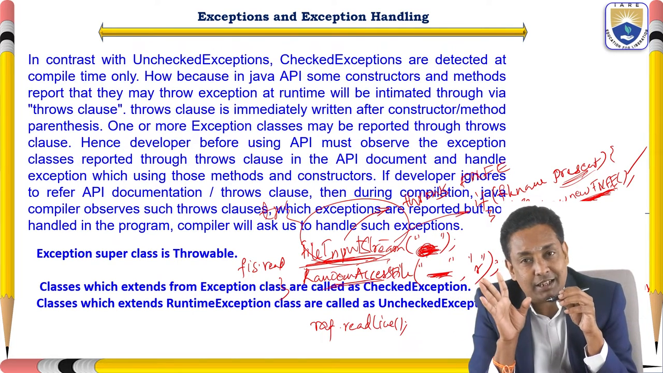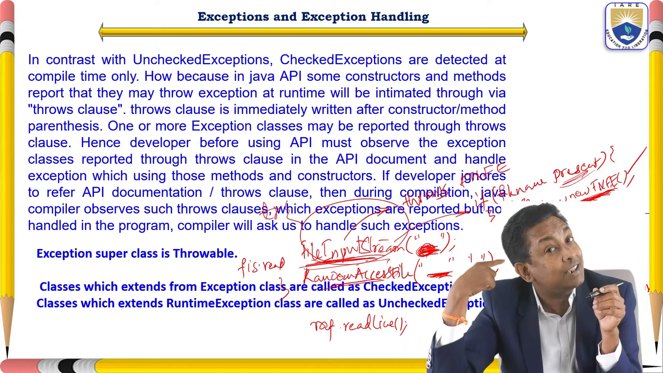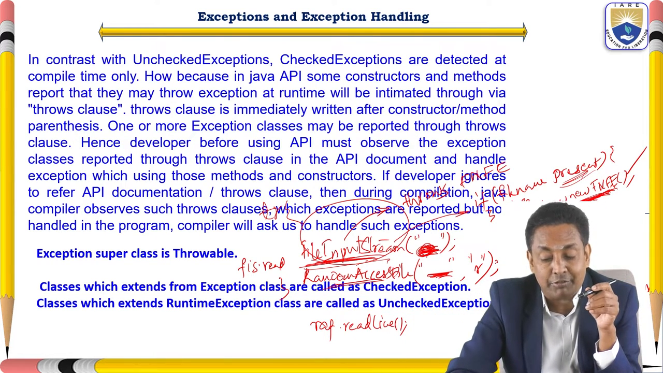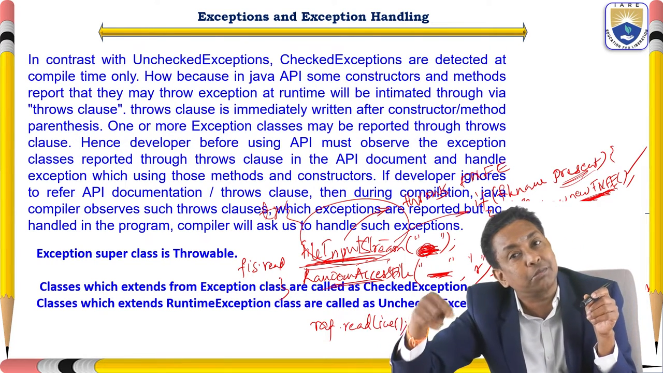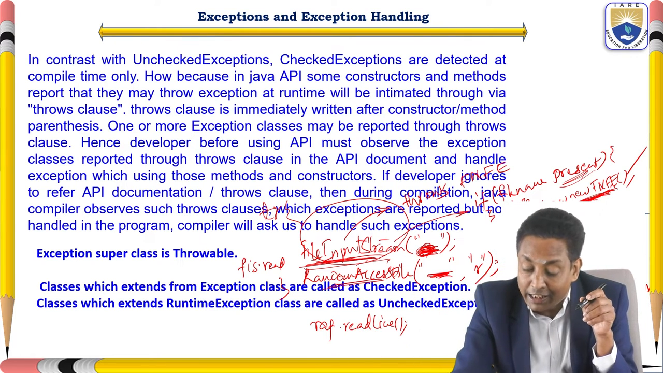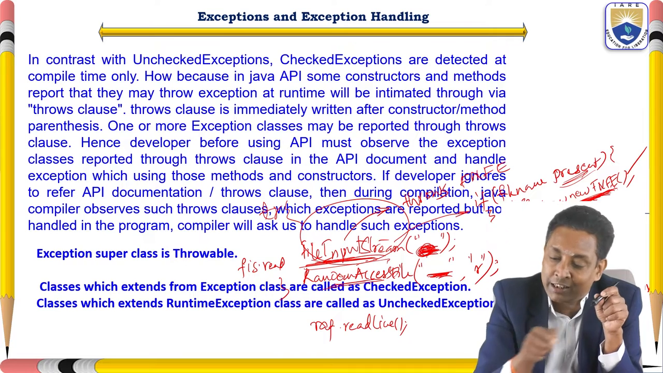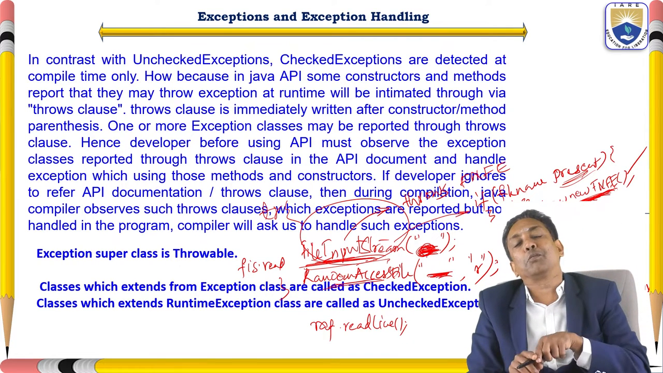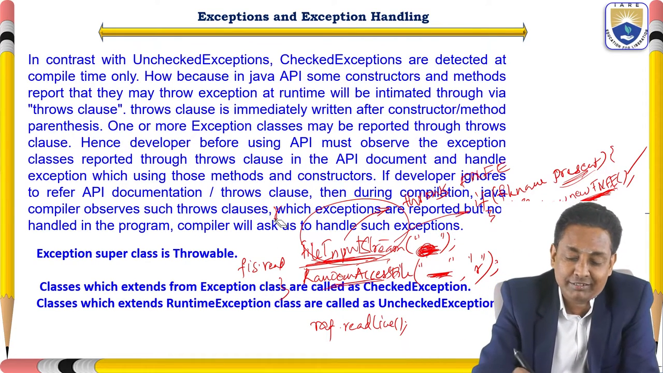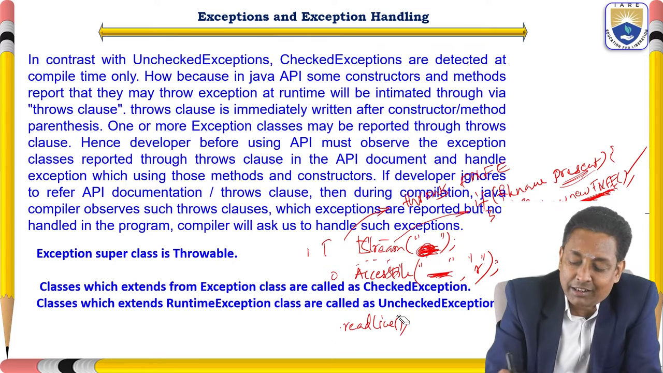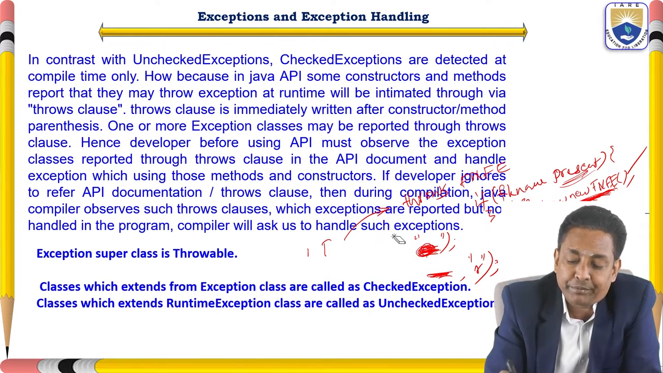But anyway, the exception is raised at runtime. The FileInputStream constructor says that an exception may be raised at runtime, and it reports this at compile time itself. If you don't put it in a try catch block, the compiler will force you to put that block of code in a try catch block. That is what is called a checked exception. These exceptions are checked at compile time.